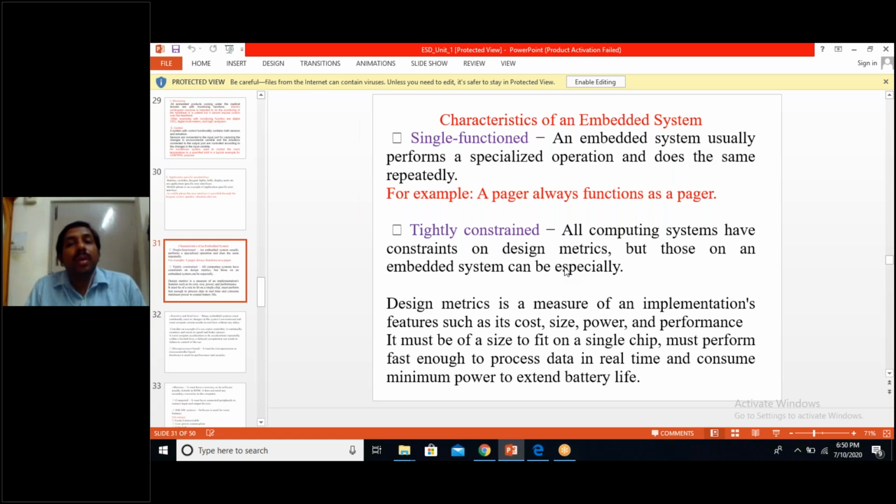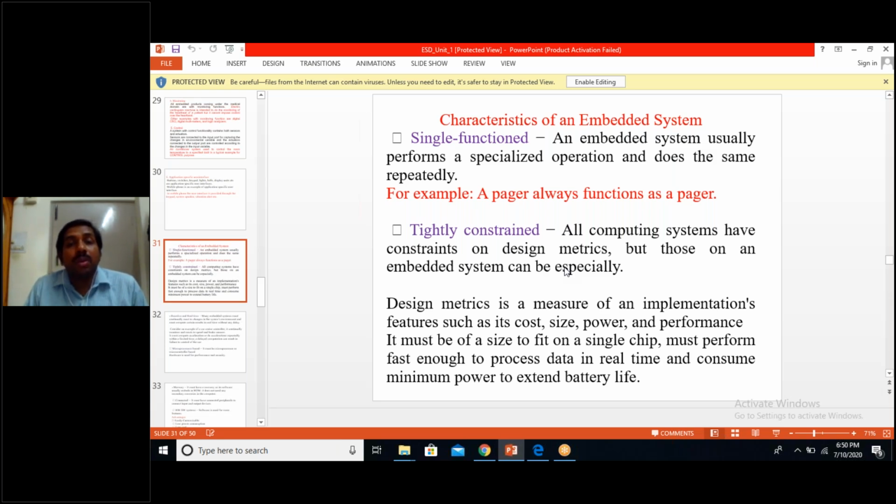Characteristics of embedded system. See, characteristics and quality attributes. This topic tells us that embedded systems perform a specialized function, and some of the applications they do repeatedly. Like a pager will function as a pager. So it is a single function. Its characteristic is single function. A pager will always function as a pager.